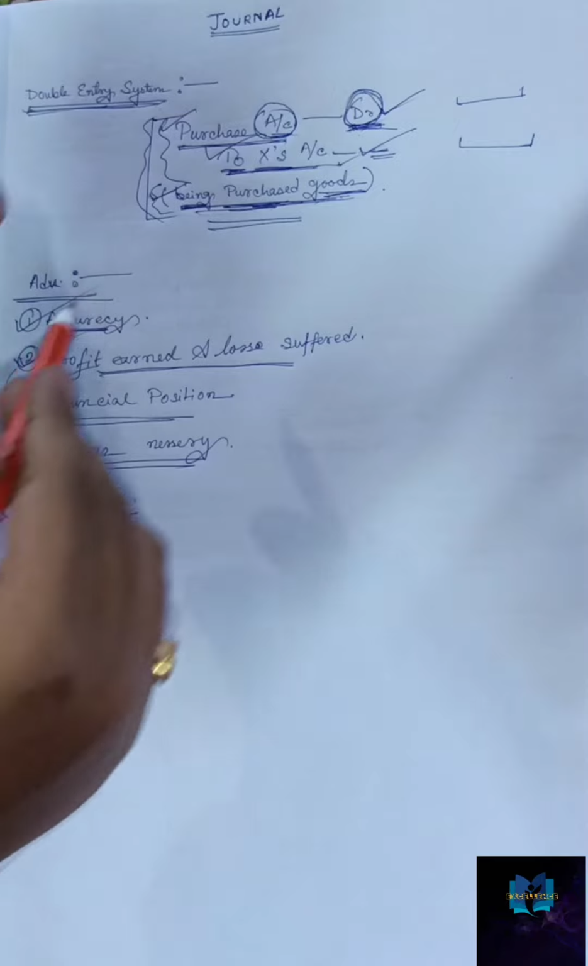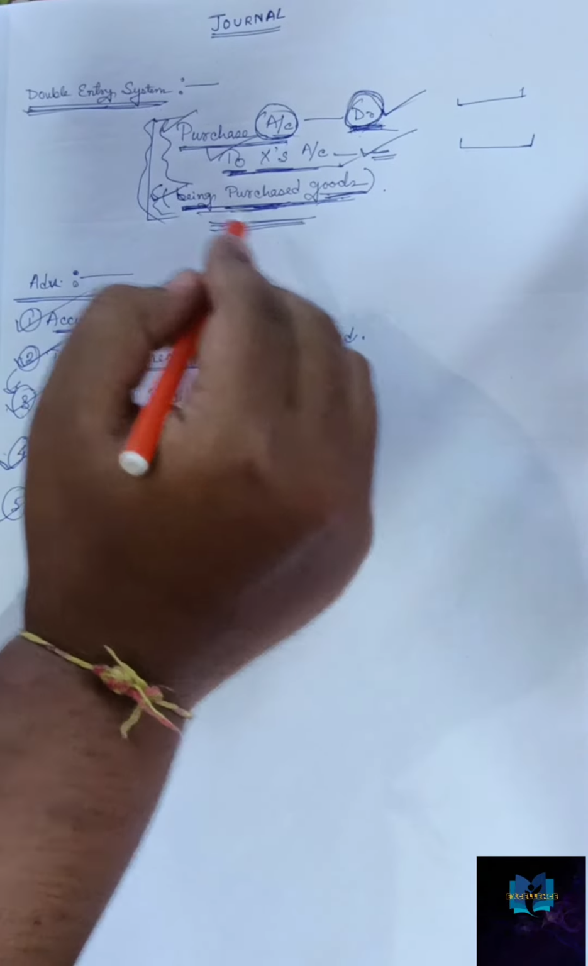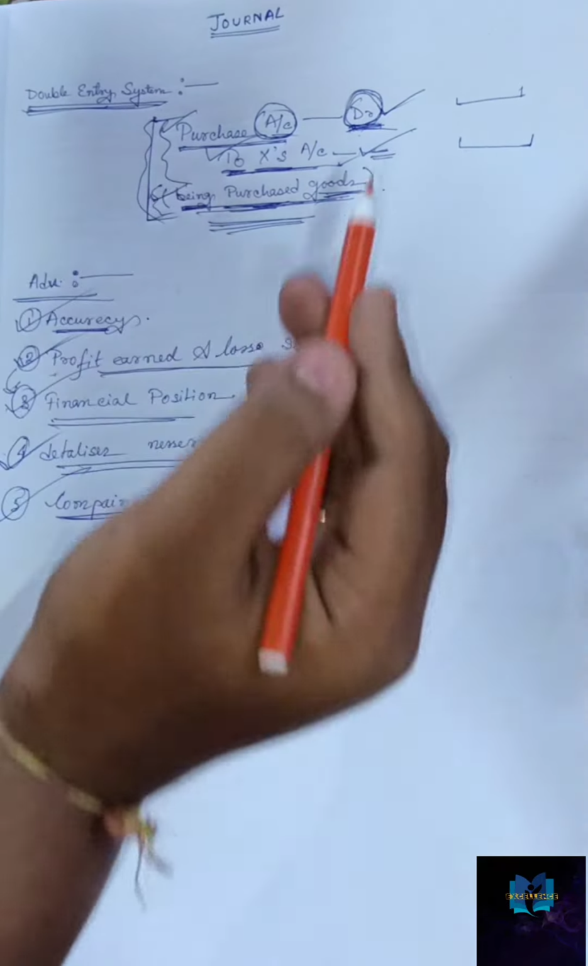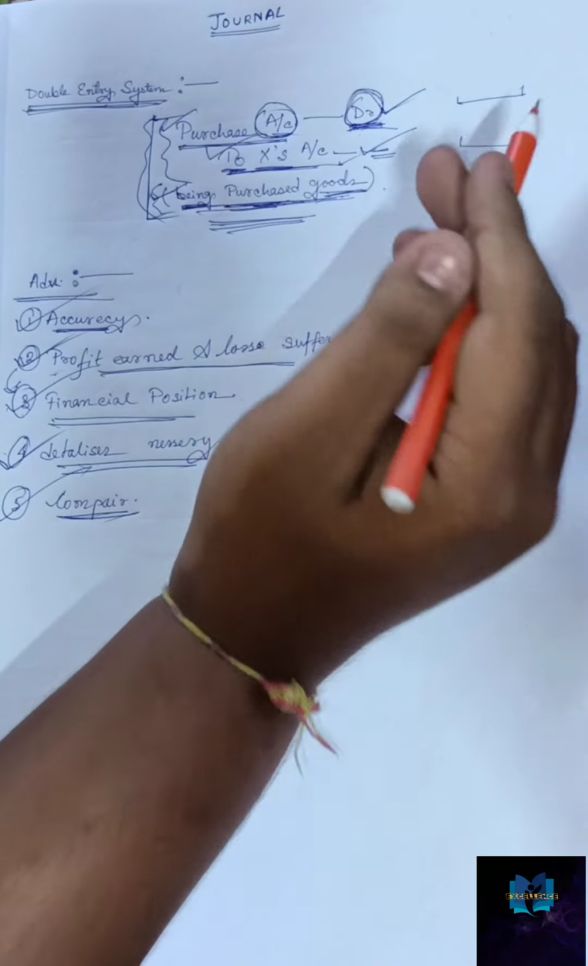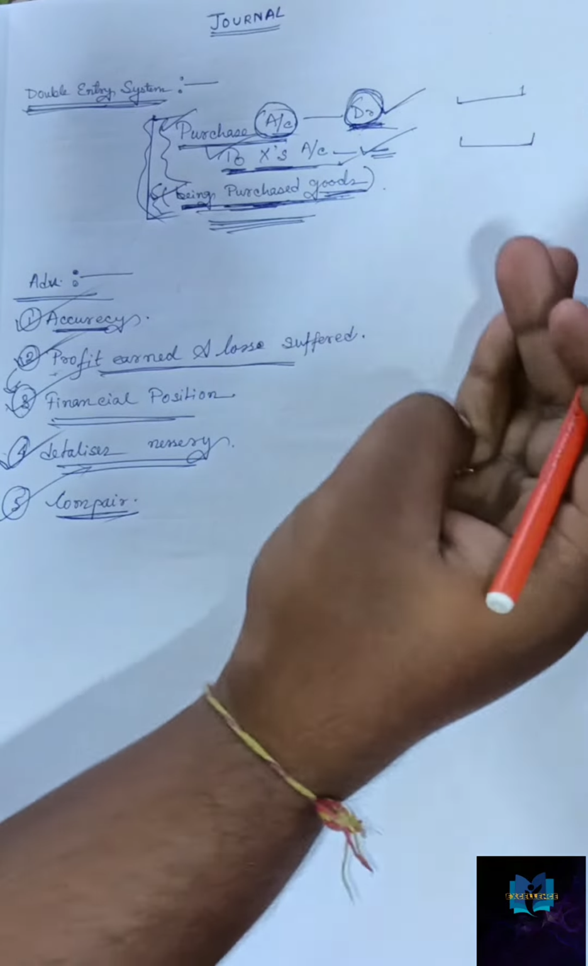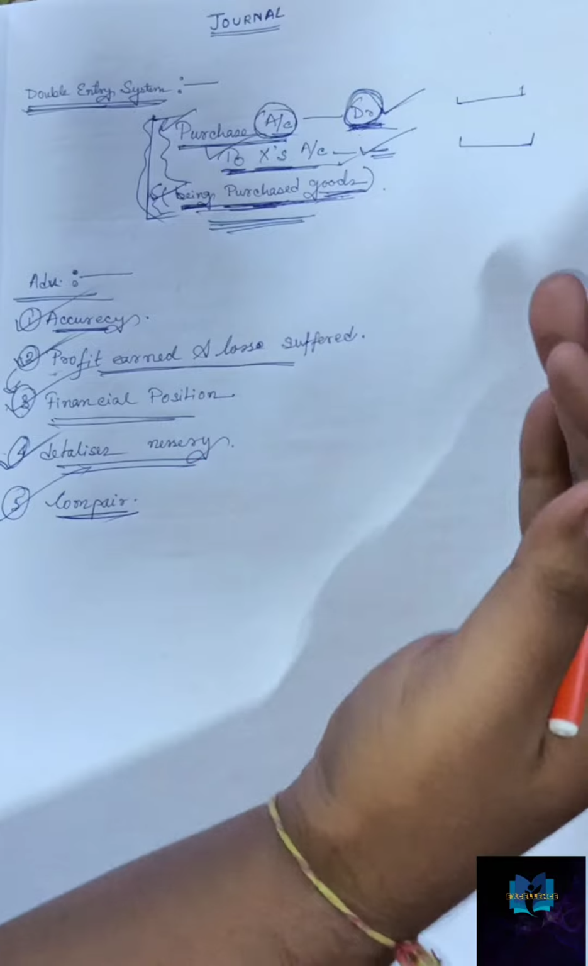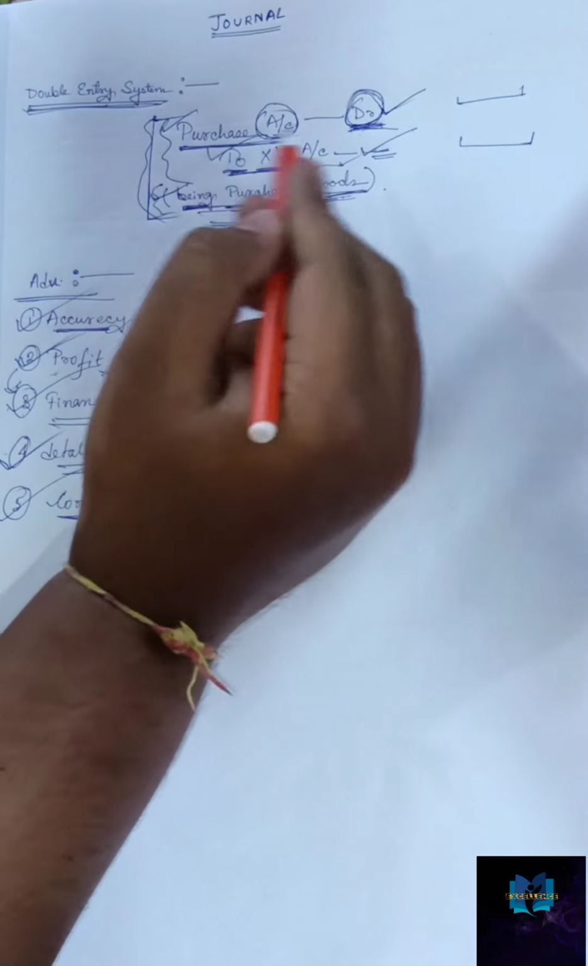So I'm repeating once more. This is the double entry system. This is the journal written in the format of the double entry system. In this format, what are we getting? We are getting the debit and the credit sides both parallelly. We are writing here purchase account debit.